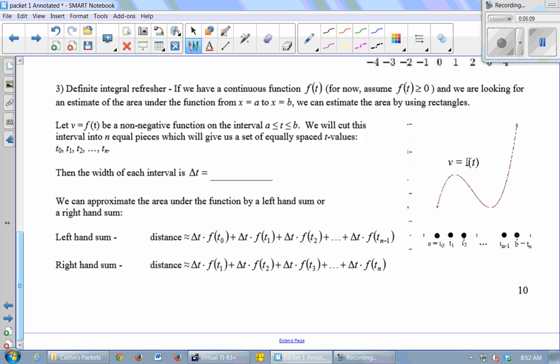We're going to let v equals f of t be a non-negative function on the interval a to b. We cut it into n equal pieces, which give us a set of equally spaced t values, t0 to tn. And this picture came out terribly. Let's see.